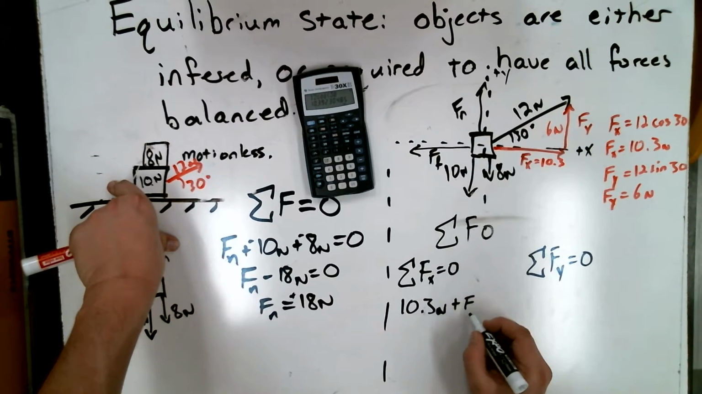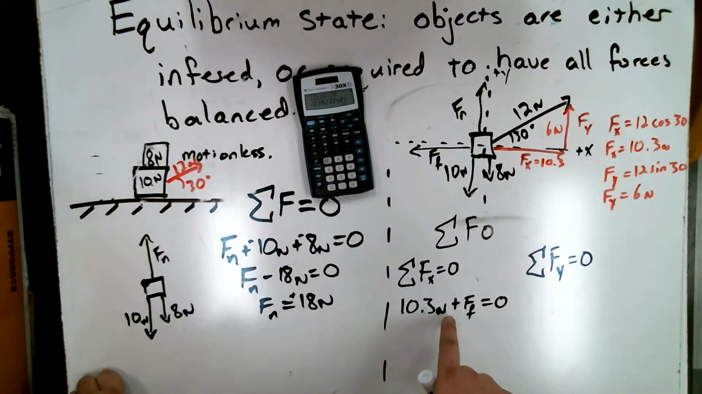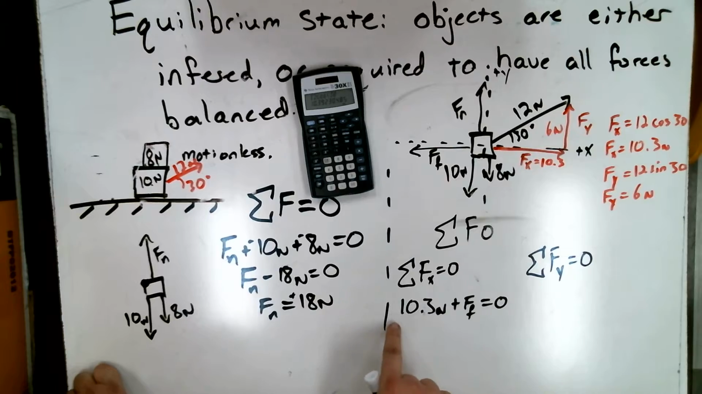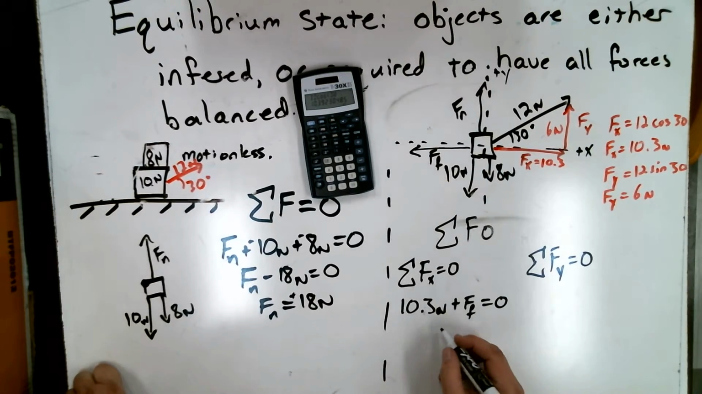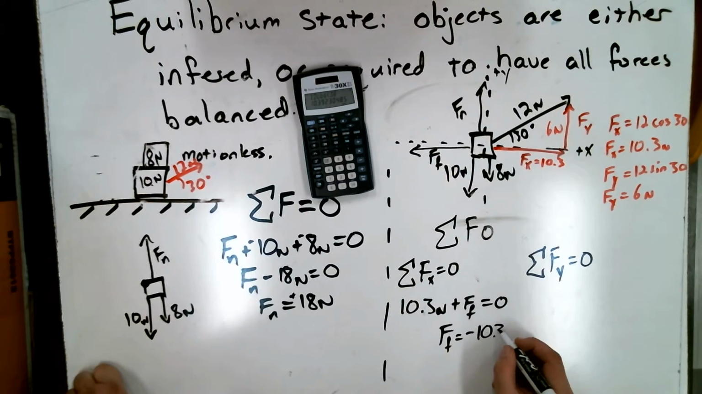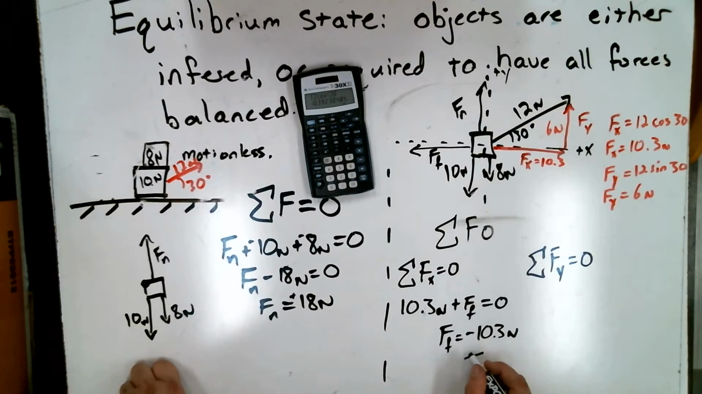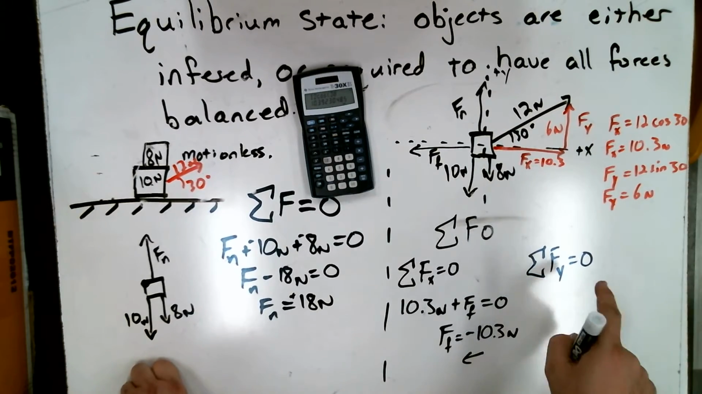So we're going to add in the force of friction, and that equals 0. Now I suspect this is going to be negative, but I'll leave it alone for now. So I solve this out. Force of friction is equal to negative 10.3 newtons. So the negative did show up. It's right here. So that is a force of friction to the left of 10.3.